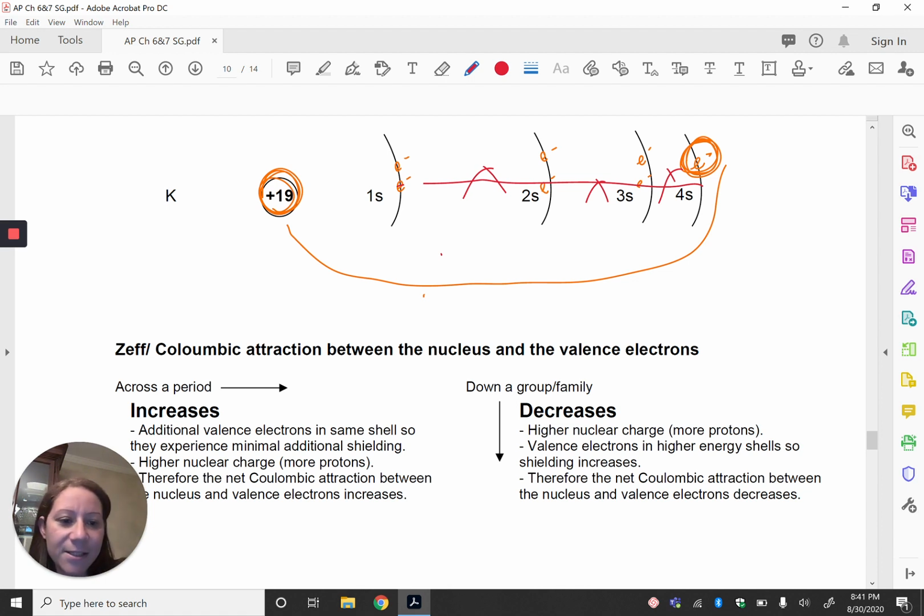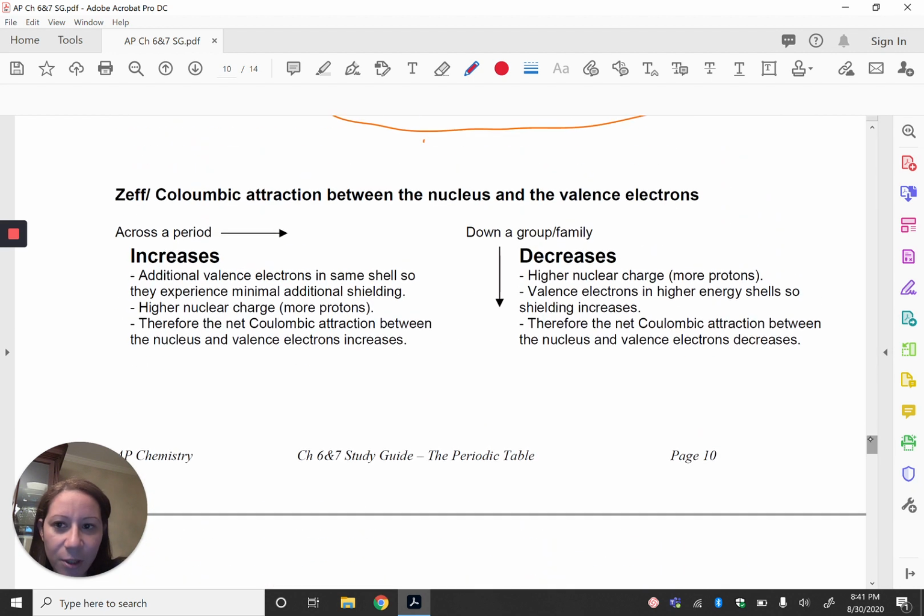So let's look at the Zeff trend in the periodic table. As we go across the periodic table, Zeff, or the net Coulombic attraction between the nucleus and the valence electrons, increases. Why does it increase?